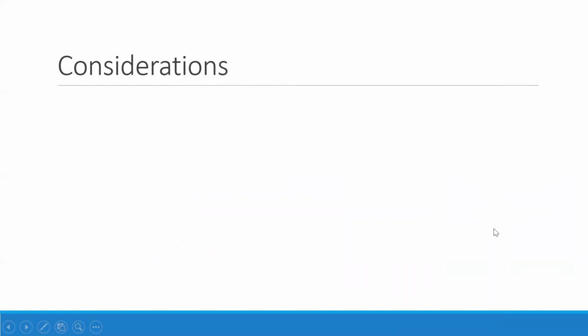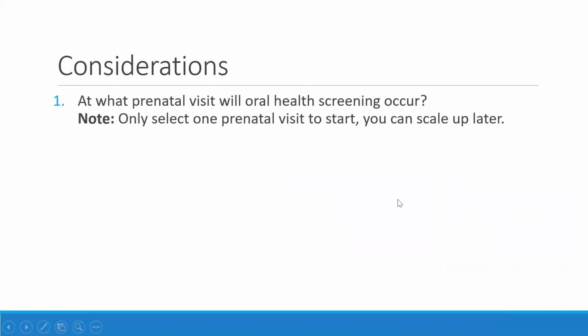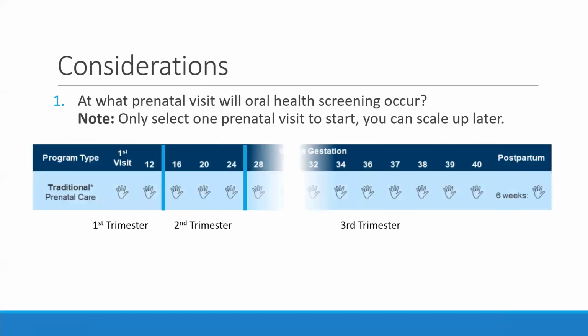Some things to consider with your project team as you're developing your systems. Consideration number 1, at what prenatal visit will oral health screenings occur? To start, as with risk assessment, only select one prenatal visit. You can scale up and add additional visits later to repeat oral health screening with your pregnant patients if you so choose. Again, it is recommended for oral health screenings to occur early in a woman's pregnancy. Identifying a specific prenatal visit to integrate oral health screenings will help with consistency across team members and will ensure that data can be collected more efficiently.